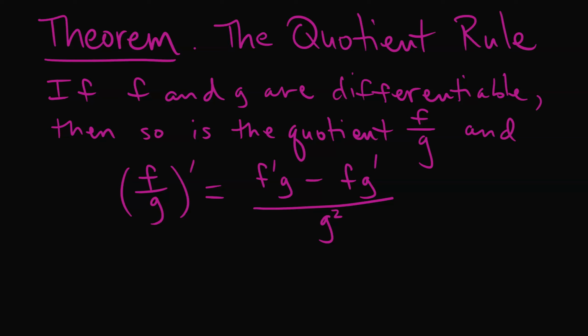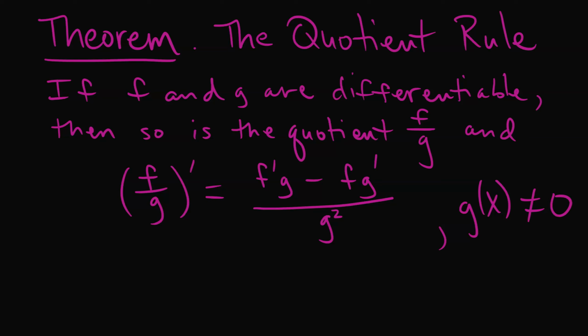And the derivative of the quotient is given by the following formula. It's the derivative of the numerator times the denominator, minus the numerator times the derivative of the denominator, divided by the denominator squared. And of course, anytime we have a denominator, we need to clarify that g is not 0.